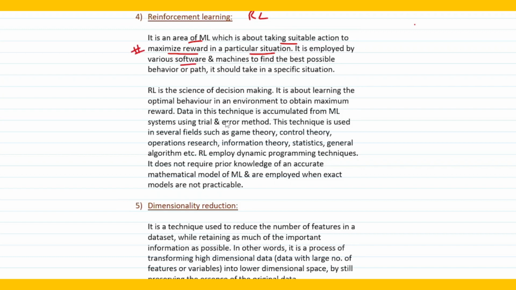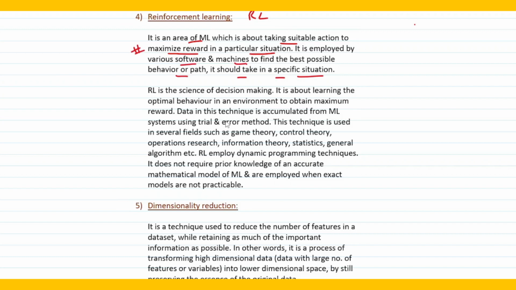It is employed by what? By whom? By various software and machines to find the best possible behavior or path it should take in a specific situation. So who are the people who use it, or what are the various aspects where it is being utilized? Various software and machines are using it for finding the best possible behavior or path that it should take in a specific situation.